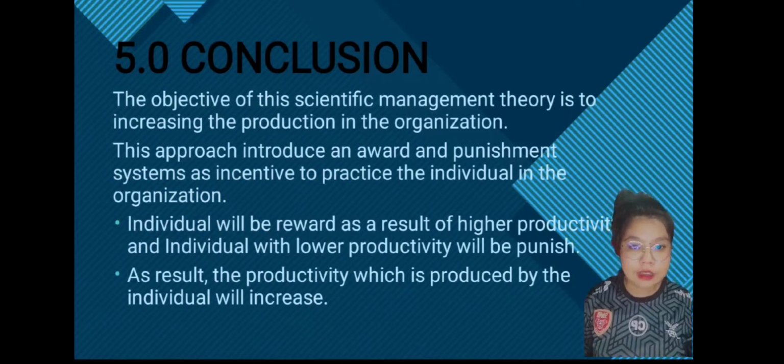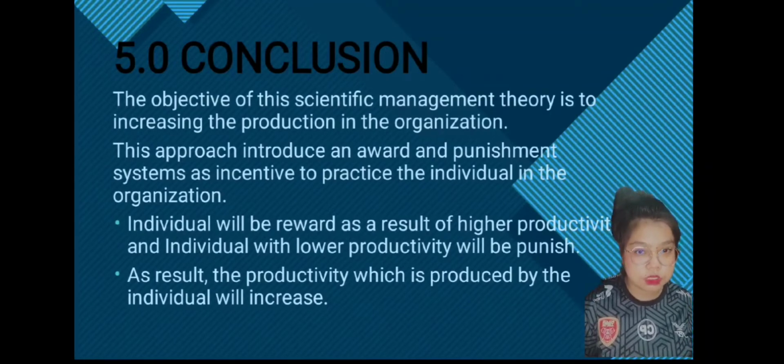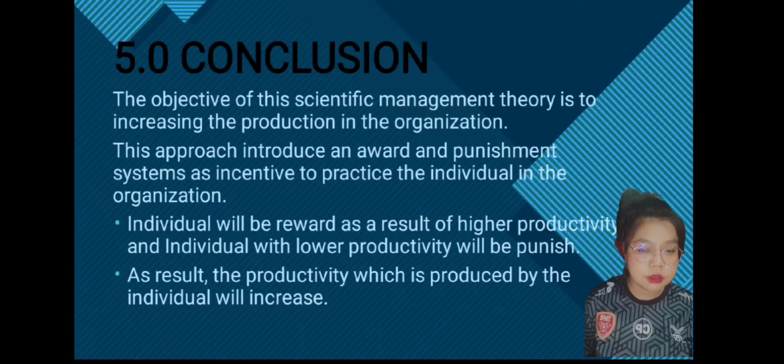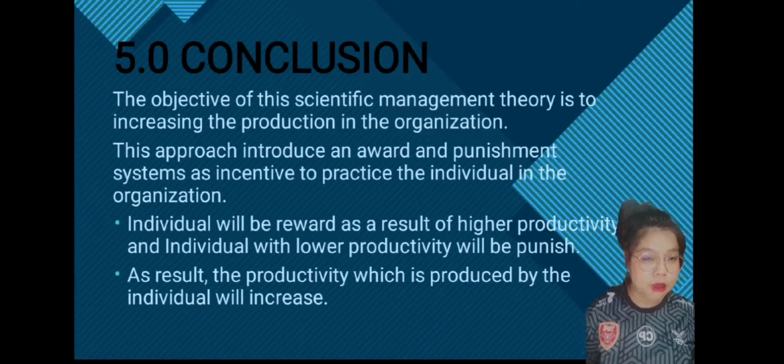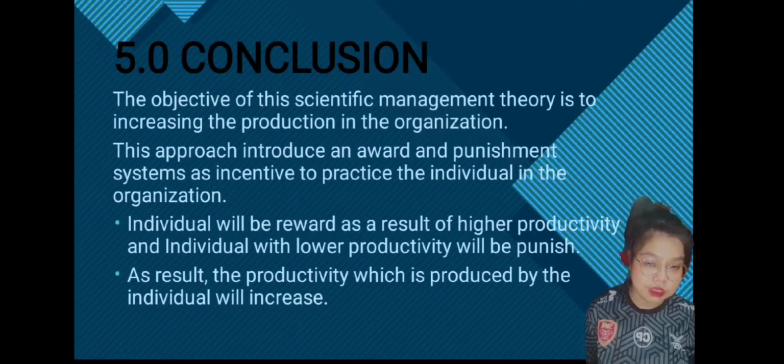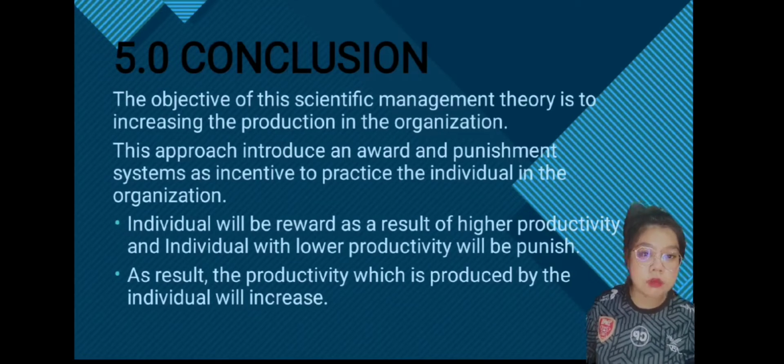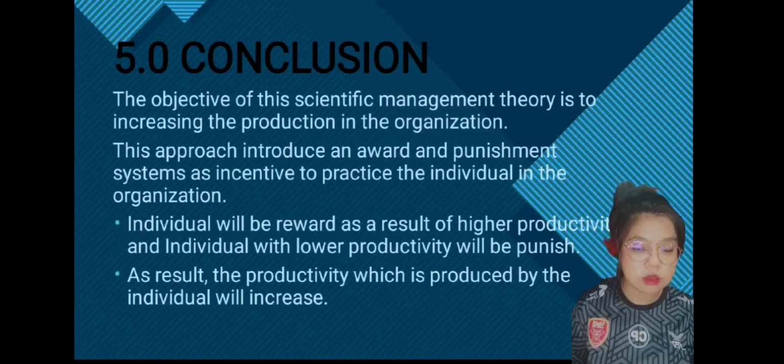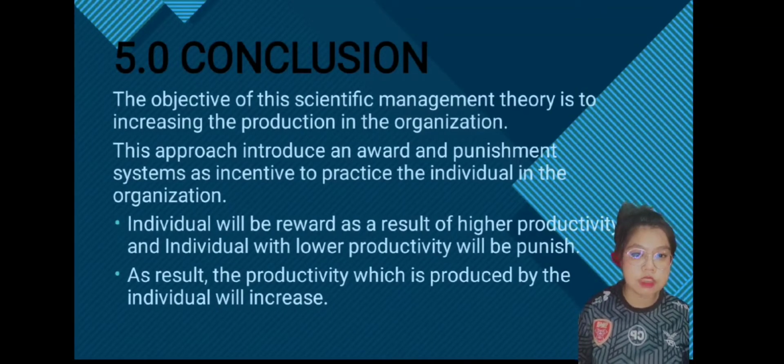And lastly, for our group presentation is the conclusion. The objective of this scientific management theory is to increase production in organizations. This approach introduces a reward and punishment system as an incentive for individuals in organizations. The individual will be rewarded as a result of higher productivity, and the individual with lower productivity will be punished. As a result, the productivity produced by the individual will increase, so the productivity of the companies will increase.